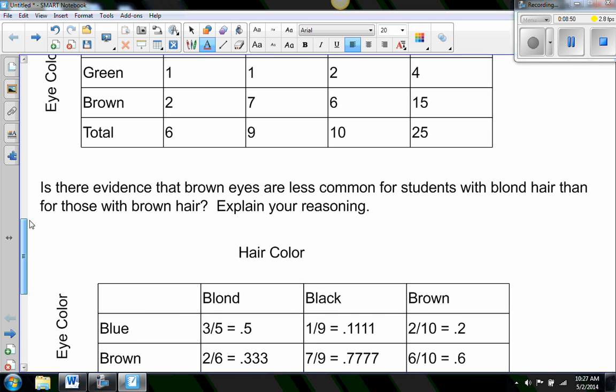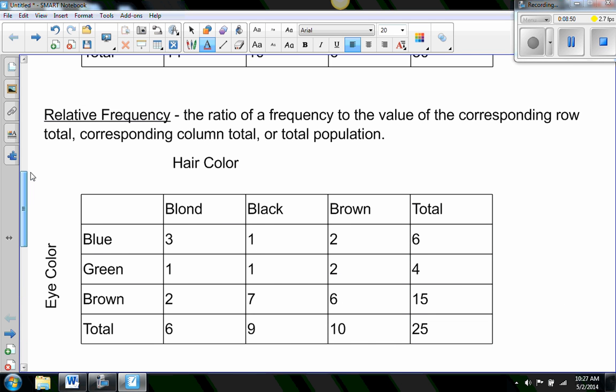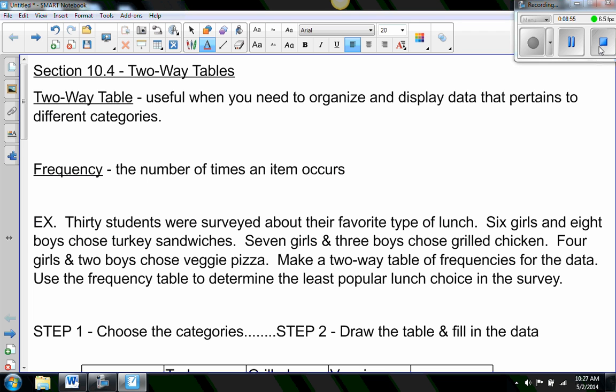So, 2-way tables, but there's several different ways that we can use them. So bring that information with you, and we'll talk about it more next time I see you.